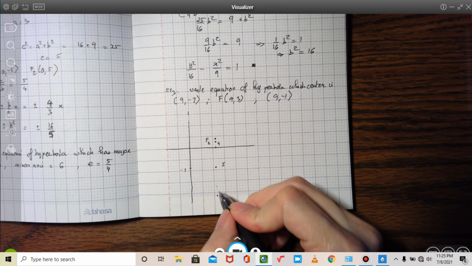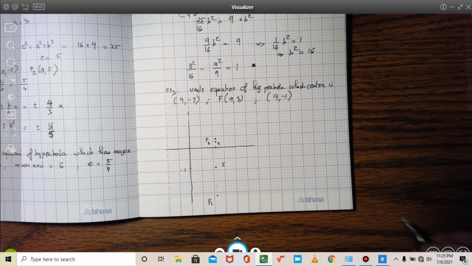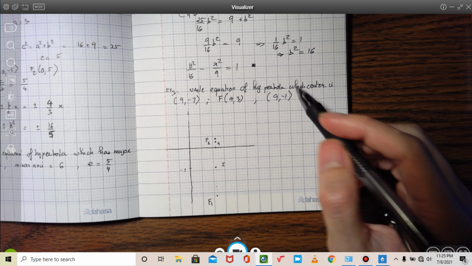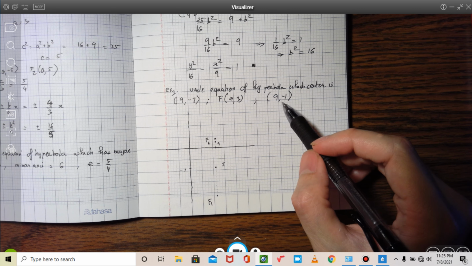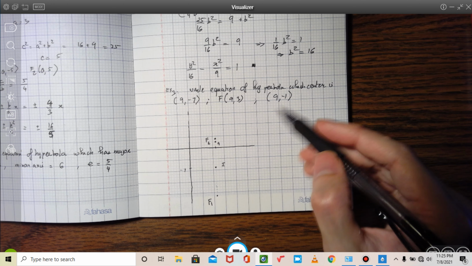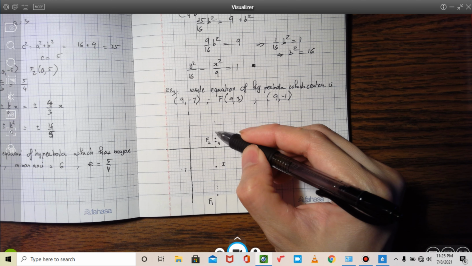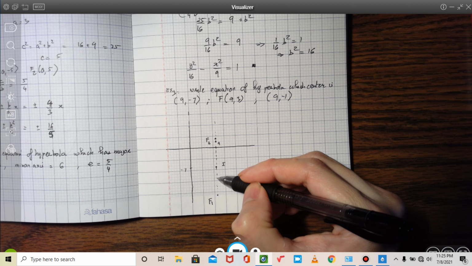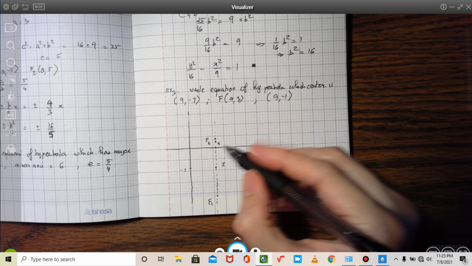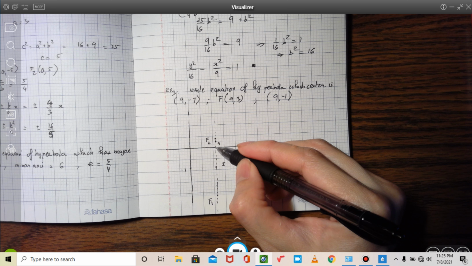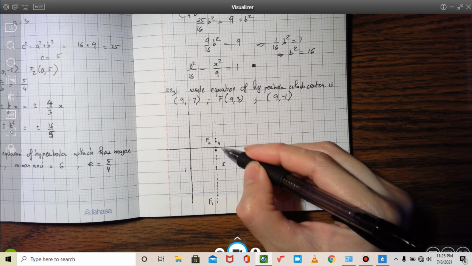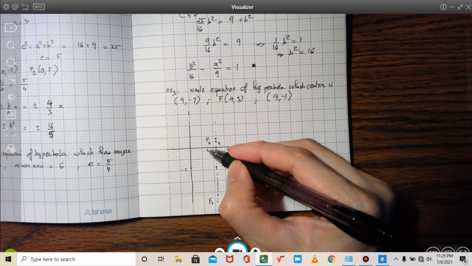So this is F1 right here. Okay, F1 right there. And they say that one of the vertex is 9, -1. You see that the vertex is on the same line with the axis, the major axis, 9, -1. So 9 here, -1 right here. So this is one of the vertex. So this is your B2.